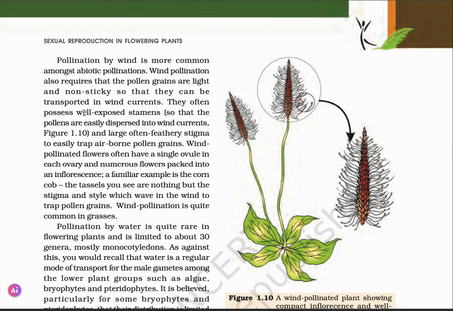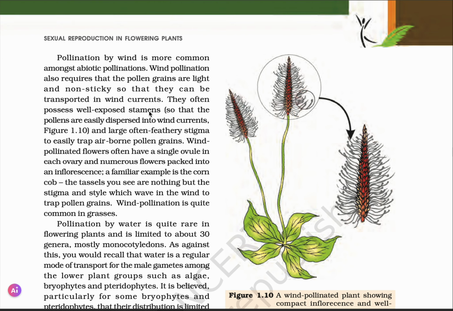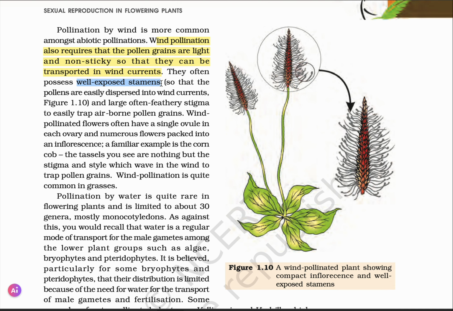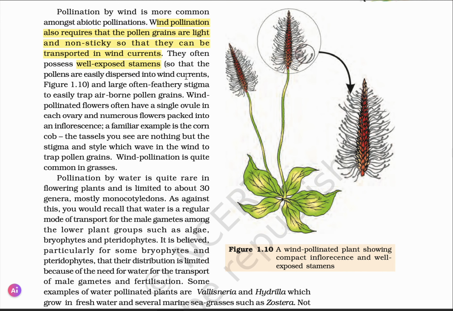Then we have pollination by wind. Pollination by wind is more common amongst abiotic pollination. Wind pollination requires, and we need to remember this, light, non-sticky pollen grains so that they can be transported in the wind. They have well-exposed stamens so that the pollen is easily dispersed into wind currents, and large, often feathery stigma to easily trap airborne pollen grains.